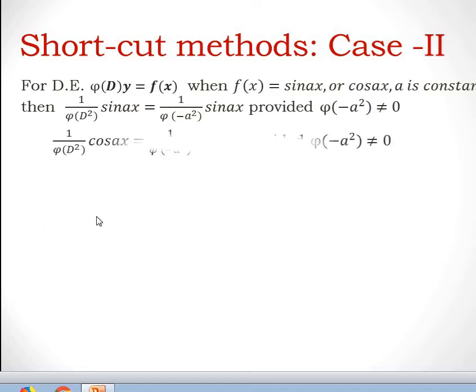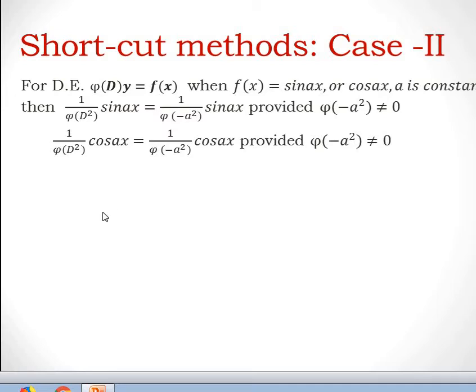And similarly for cos ax. So PI is 1 upon phi of D square, cos of ax, is equal to 1 upon phi of minus a square. Here we have to replace D square by minus a square, cos of ax, provided phi of minus a square is not equal to 0.